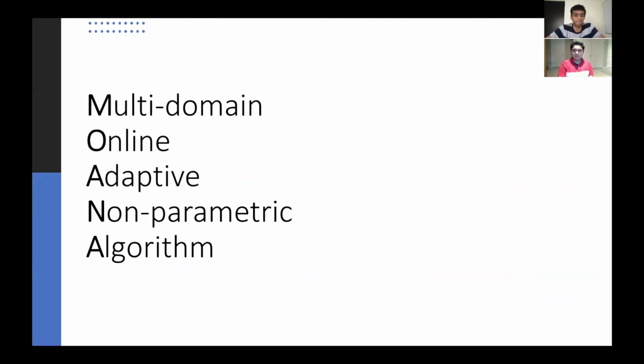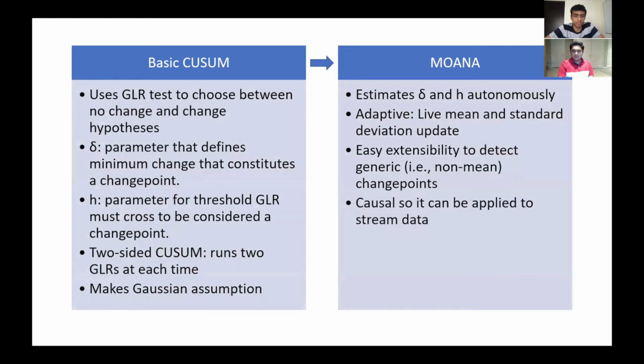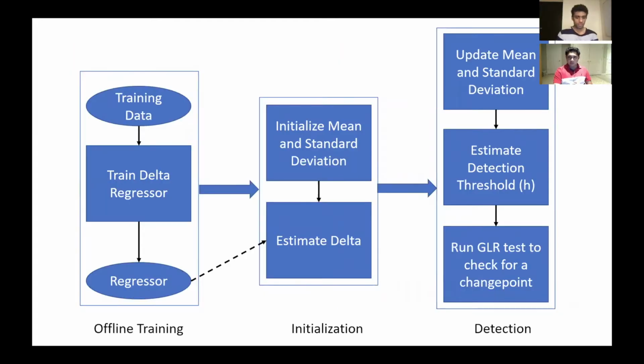In our work, we introduced a multi-domain, online, adaptive, non-parametric algorithm for changepoint detection, or MOANA for short. MOANA is an extension to basic CUSUM, summarized on the left. MOANA estimates delta and H autonomously. It is adaptive with live mean and standard deviation updates. It is easily extensible to detecting non-mean change points effectively, and it is causal, so it can be applied to stream data.